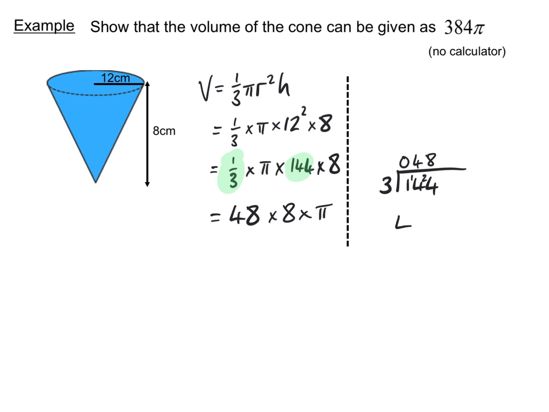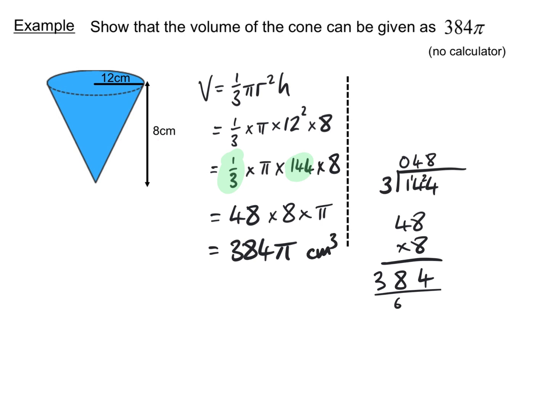So let's try that. 48 multiplied by 8. 8 8s are 64, so 4 carry the 6, and 8 fours are 32, plus the 6 I carried is 38, which gives me that 384. So that's 384, but we're multiplying that by pi, so pi goes at the end. And that's what we've been asked to do in the question. We're asked to show the volume of the cone is given as 384 pi, which is what we have here. Because it's centimetres though, I would probably want to add in cubic centimetres for my volume there.